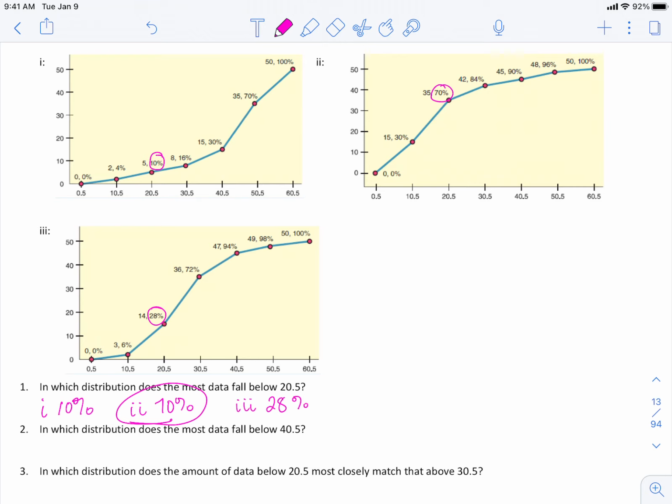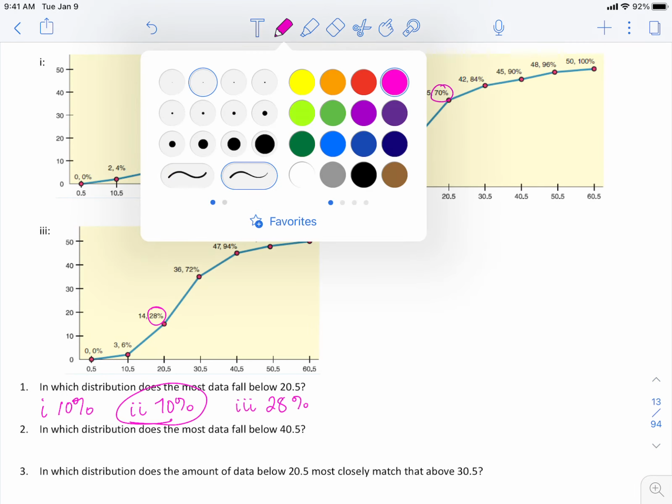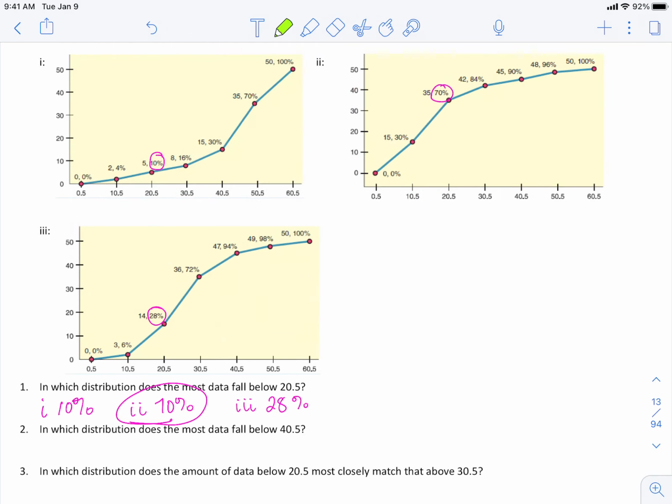Our next question, in which distribution does the most data fall below 40.5? So 40.5 for the first graph is 30%. Our second graph at 40.5, we're at 90%. And our third graph, we have 94%. So in this case, the distribution with the most data below 40.5 is graph 3.